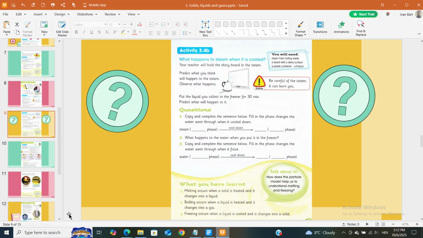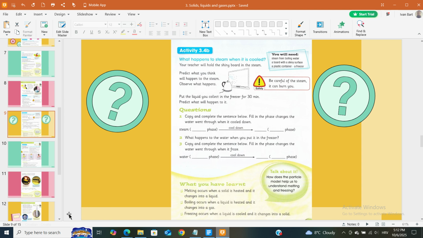Questions. You will need steam from boiling water, a board with a shiny surface, a plastic container, a black circle, a freezer. Be careful of the steam, it can burn you. 1. Copy and complete the sentence below. Fill in the phase changes the water went through when it cooled down.